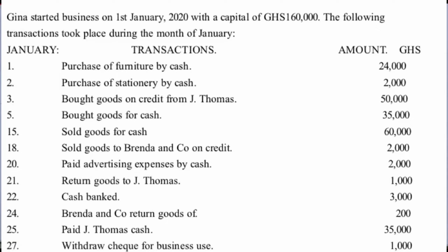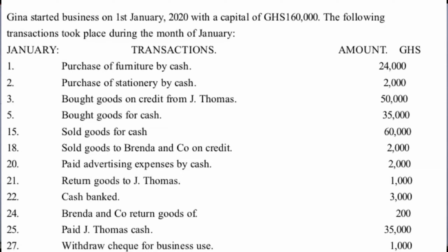Jena Limited started business on 1st January 2020 with a capital of 160,000 Ghana cedis. The following transactions took place during the month of January. January 1st, purchase of furniture by cash, 24,000 Ghana cedis. 2nd January, purchase of stationery by cash, 2,000 Ghana cedis. 3rd January, bought goods on credit from J. Thomas, 50,000 Ghana cedis. 5th January, bought goods for cash, 35,000 Ghana cedis.